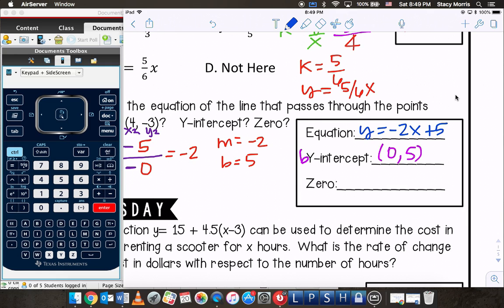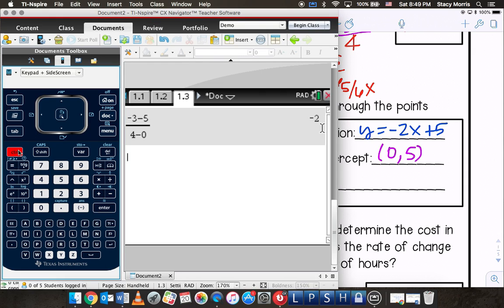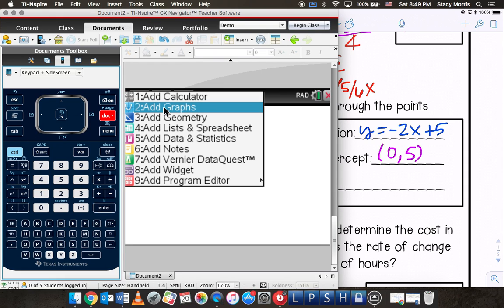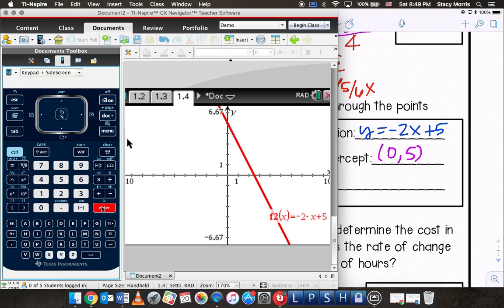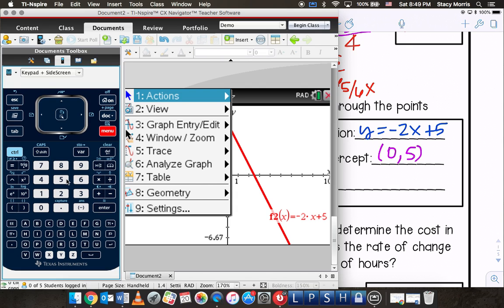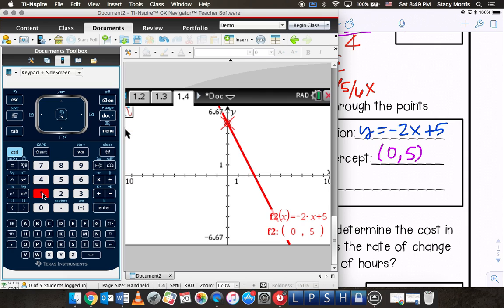All right, and then it wants to know what our zero is. So remember, our zero is the same thing as an x-intercept. So we found this last week by graphing. You can do it by hand. I'm just going to encourage you to graph it to check your answer if you want to do it by hand. So if I'm graphing it, I'm graphing y equals, again, f of x is y, same thing, -2x plus 5. So there's our line. I would trace, menu, trace is 5, graph trace is 1.